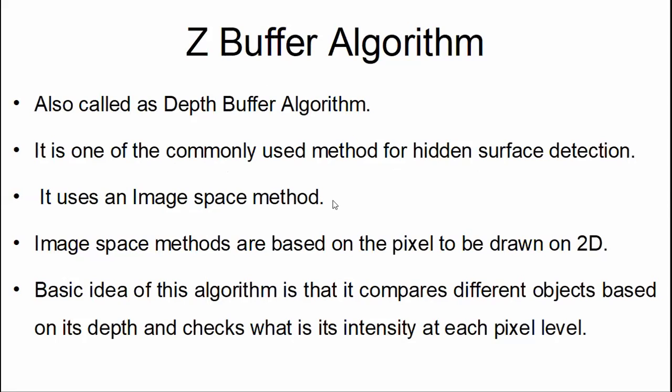Again, we have discussed that to detect the visible surfaces or to identify the hidden surfaces, we have two approaches, that is the object space method and the image space method. Image space methods are based on the pixel to be drawn in two dimensions. This image space method works at pixel level. Each and every pixel is checked over here. So the basic idea of this algorithm is that it compares different objects based on their depth and checks what the intensity is at each pixel level. We will see in further slides.